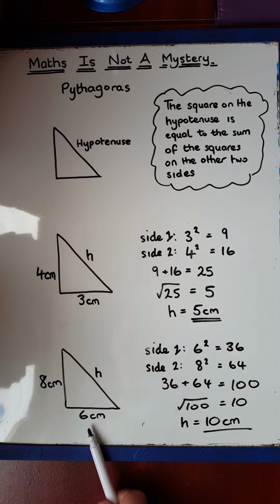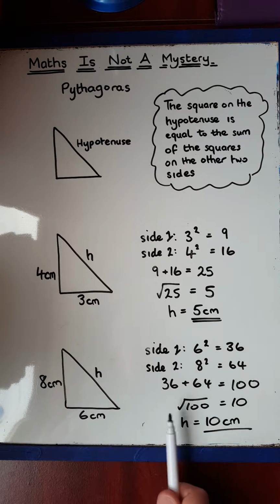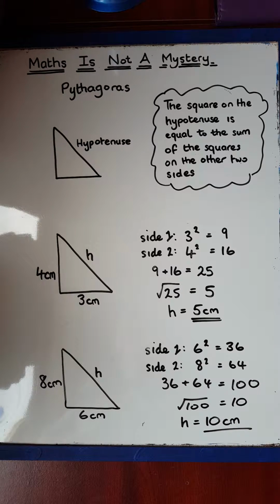So again, get the first side, square it. Get the second side, square it. Add your squares together, get a new answer, square root it. And that's it. That's how you do Pythagoras.